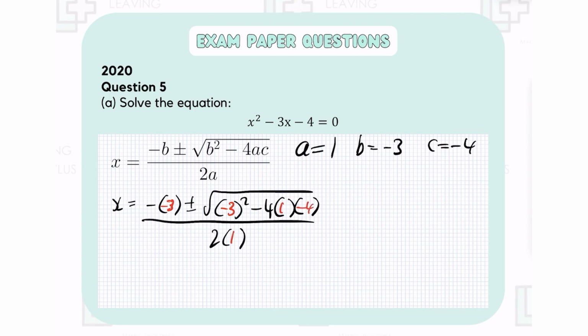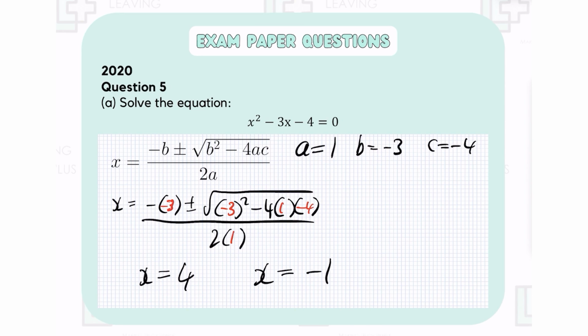And then again, once we have that done, into my calculator, press equals. So what do we get? The first answer we got for this question, I think, is 4, and we're doing plus. And then the second answer is minus 1, and we are done. So that is 2020 question 5 part A.